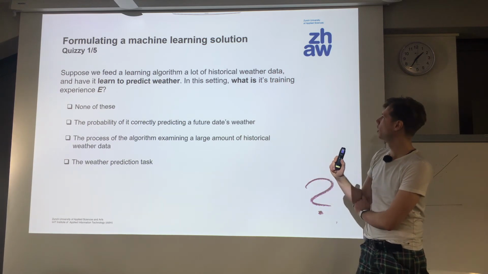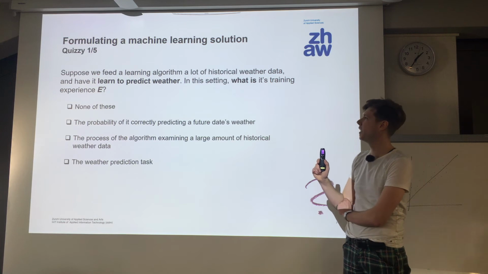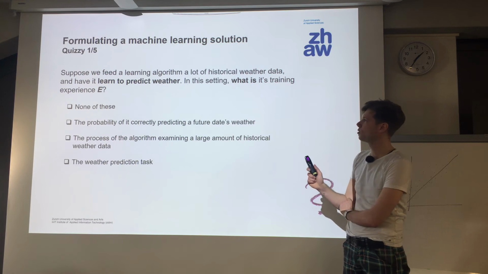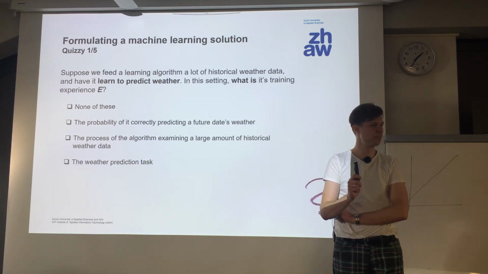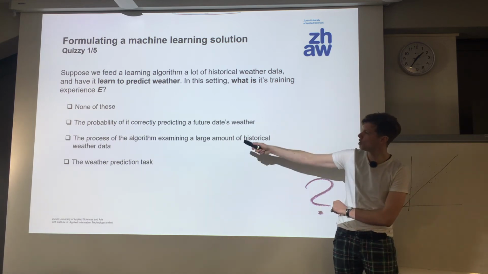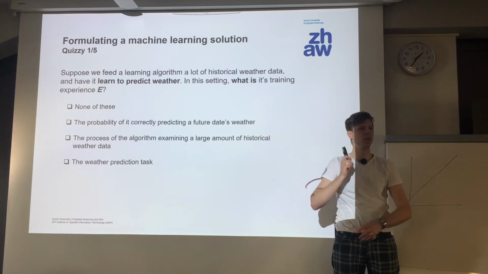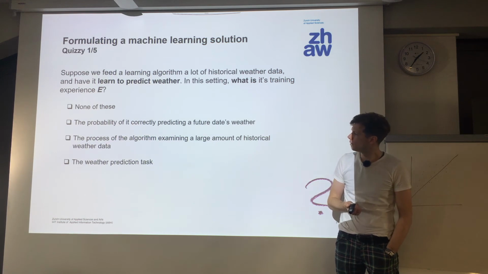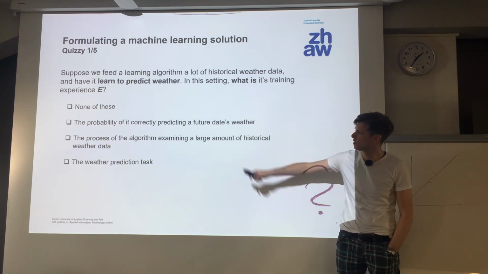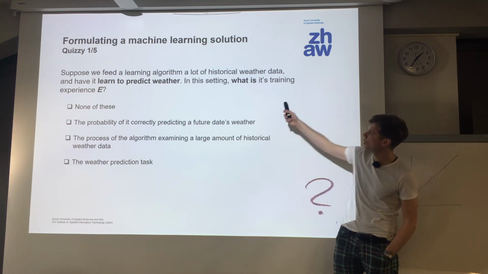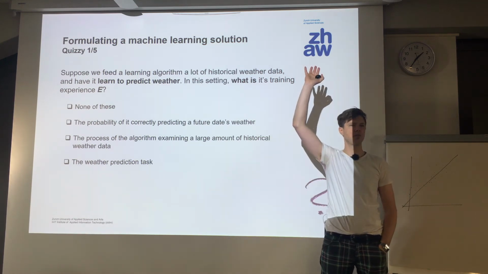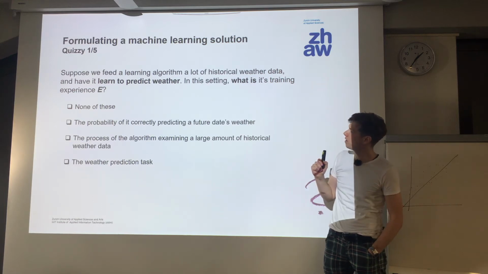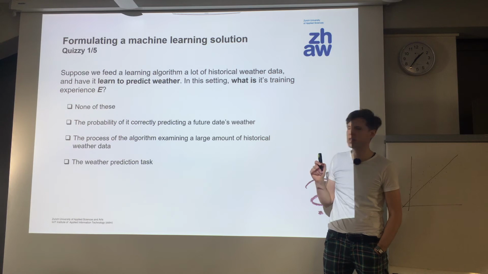Suppose we feed the learning algorithm a lot of historical weather data and have it learn to predict the weather. In this setting, what is its training experience E? And you have 4 options. Maybe you check them quickly, and then we do it just with hand signs. So maybe we start at the bottom. What is the training experience E, the weather prediction task? Okay. The process of the algorithm examining a large amount of historical weather data.